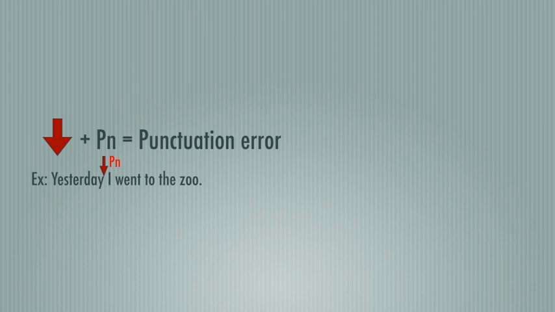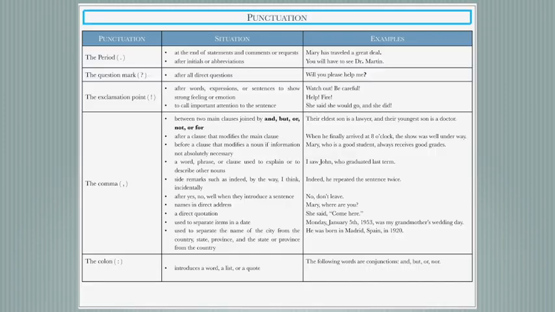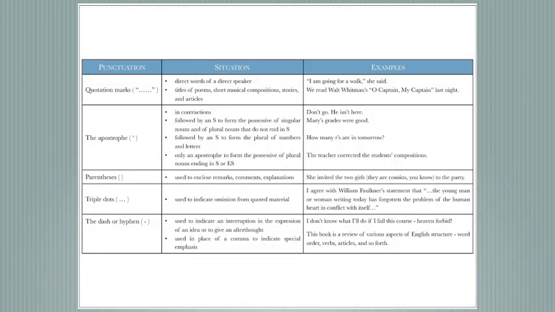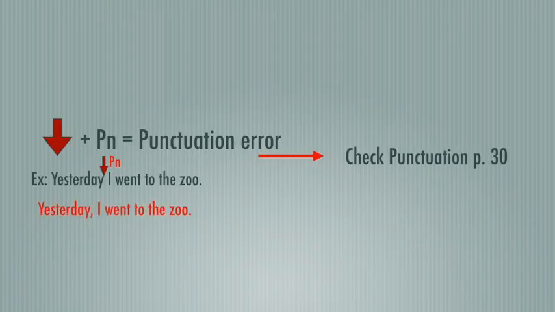Then if I draw an arrow, okay, and then I add PN, it's a punctuation error. Yes, we use punctuation in English. So you check your punctuation at page 30. As you can see, in which case do we use the period, the question mark, the exclamation point, the comma, and so on. So check this out. You have many more. Then, so you said a, comma, I went to the zoo.